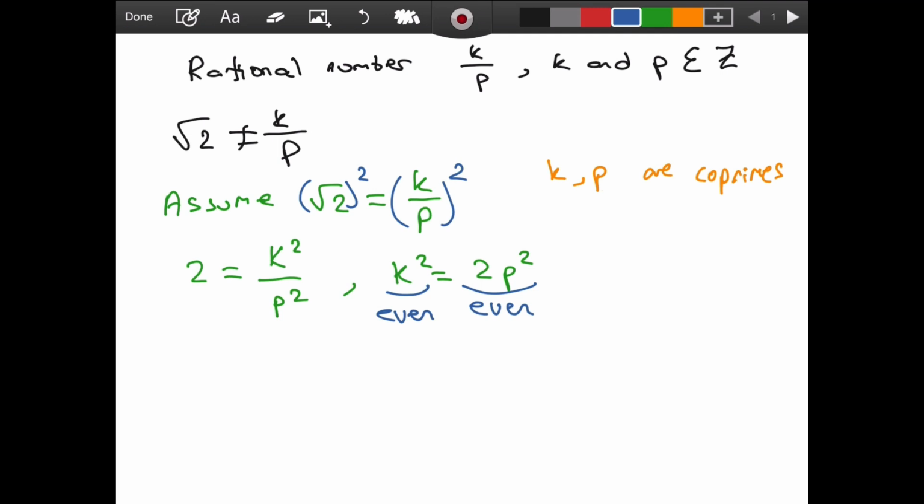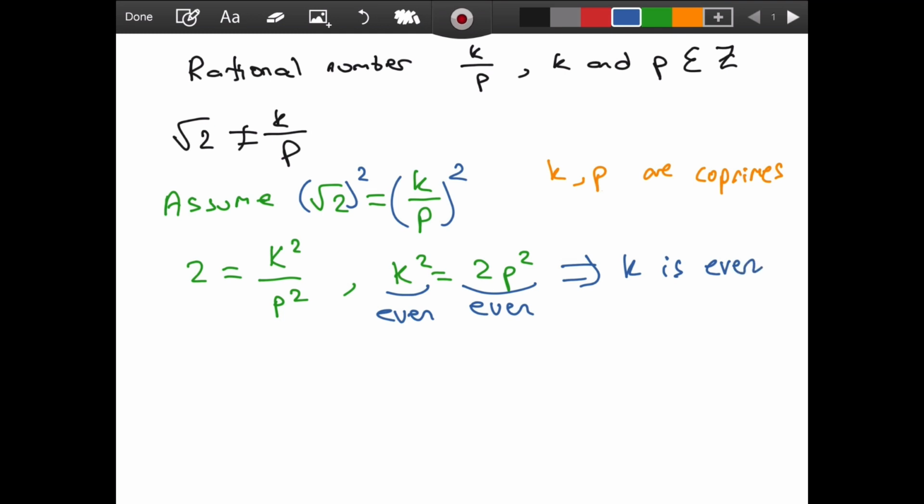And if k squared is even, what can we conclude about k? We can conclude that k is also even. And if you don't believe me, I have a video about this. You can find it from the cards right now, also from the descriptions part. So we conclude that if k squared is even, then k must be even.